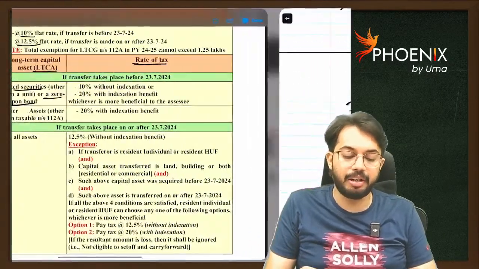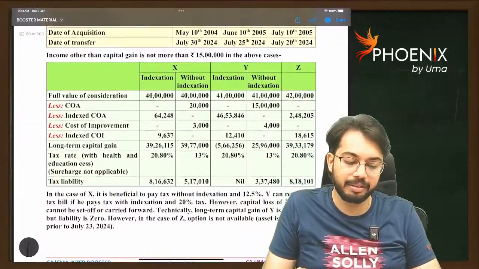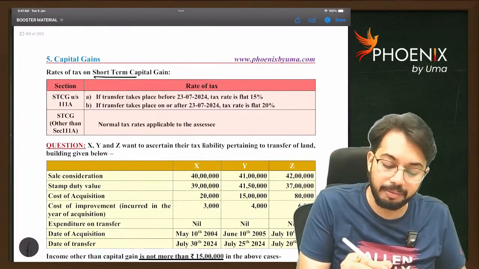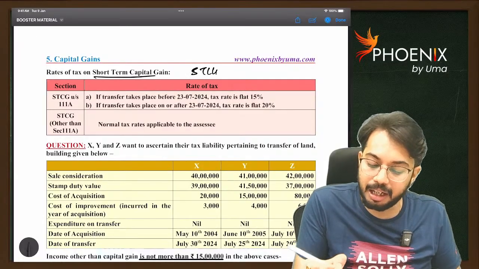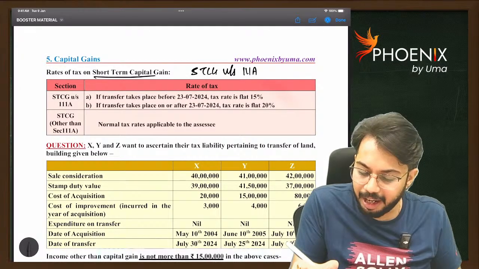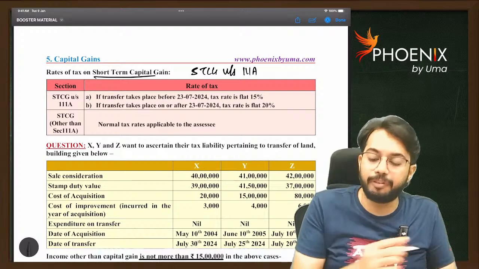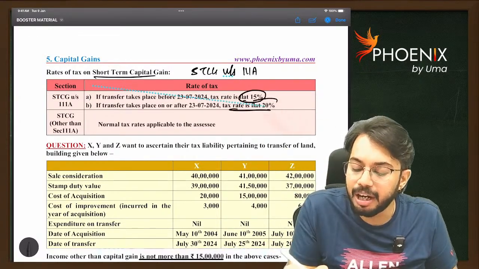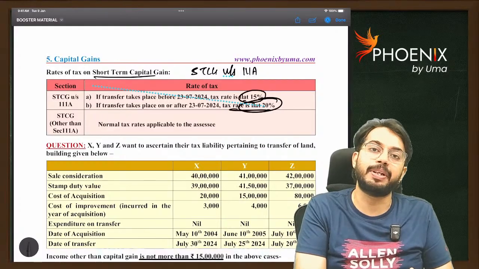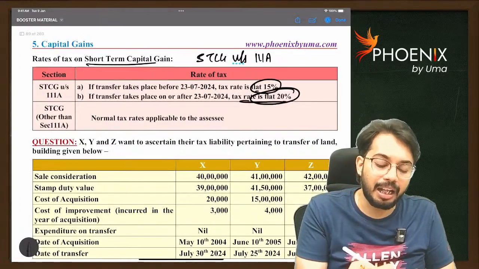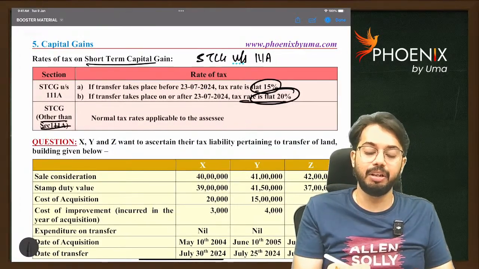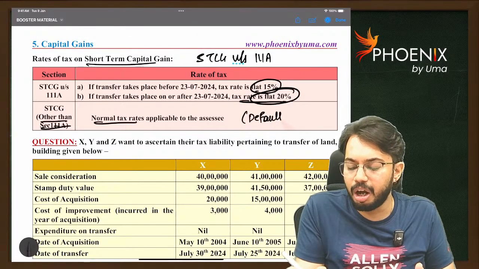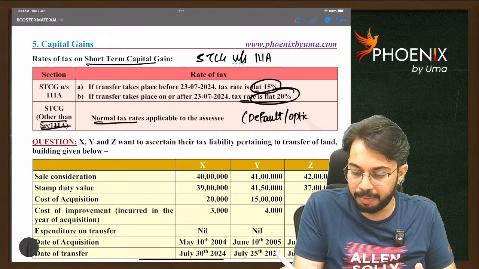So are you clear with regard to tax rates? Buyback, short-term capital gain. Short-term capital gain under section 111A: before 23rd July 24, tax rate is 15%. On or after 23rd July 24, tax rate is a flat 20%. Short-term capital gain other than 111A, normal tax rates are applicable. That means either default tax rates or optional tax rates are available.